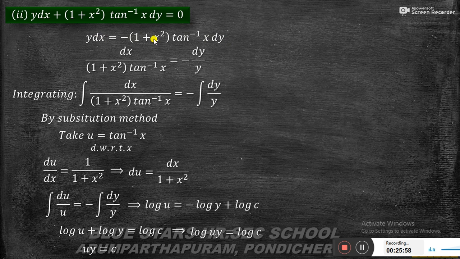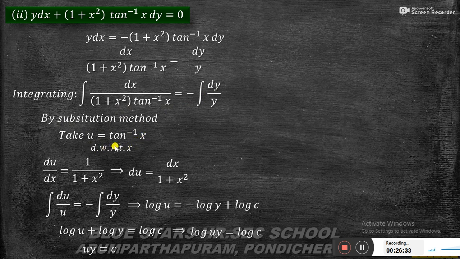So now I group the x terms in the left hand side, y terms in the right hand side. So these are the x terms: (1 plus x square) I write in the left hand side. So dx by (1 plus x square) tan inverse x equal to minus dy by y. So taking the integration on both sides, integral dx by (1 plus x square) tan inverse x equal to minus integral dy by y. So by substitution method, we take u equal to tan inverse x. I take u equal to tan inverse x.